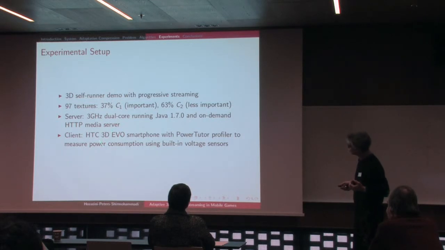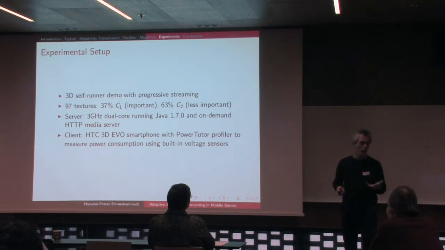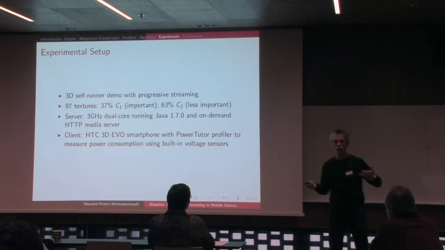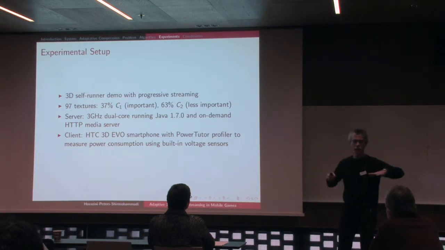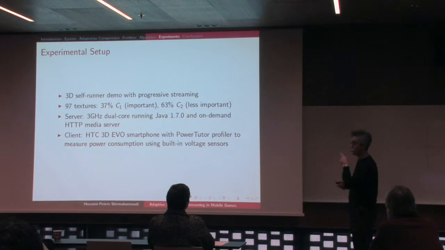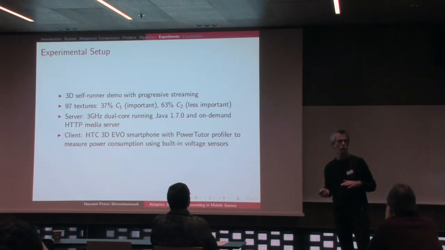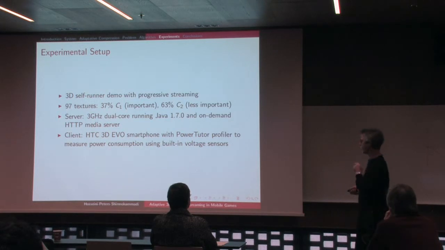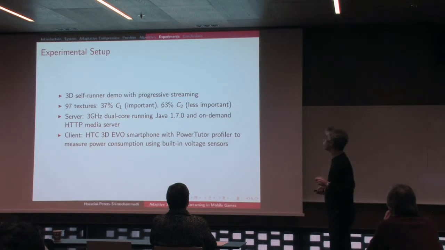We have actually instrumented this machine now. We took the battery out, used a 3D printer to produce a plastic plug and a cradle, and then sampled the voltage and current between the battery and the device, but that wasn't ready in time for this. So that's future work. What we did was we just used PowerTutor. It's a profiler that runs on this Android machine, and it just reads the built-in voltage sensors. So that was our setup.